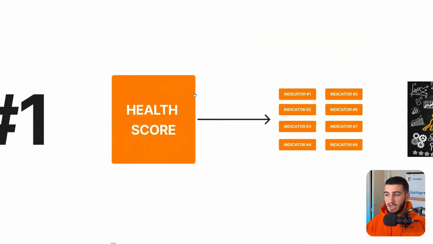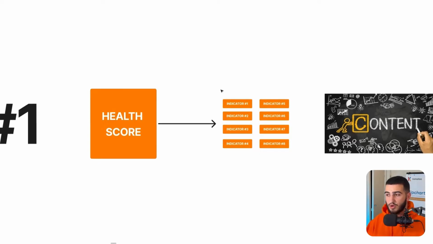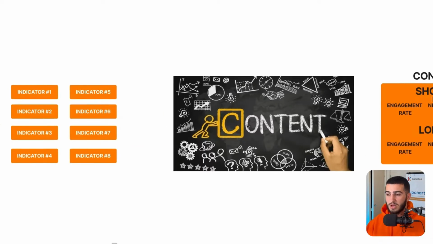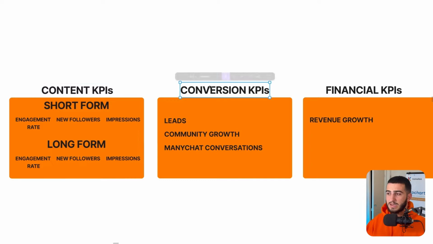The first thing we need to do is define what a health score is. Like I said, our health score is going to be broken down into a bunch of individual indicators, KPIs, metrics, whatever you want to call them. In this example, we're going to be a content agency, and I'll show you a simple example of a couple indicators that you could track. So we split up into 3 different categories: content KPIs, conversion KPIs, financial KPIs. And these are the KPIs we're going to be tracking for this content agency throughout the entire video.